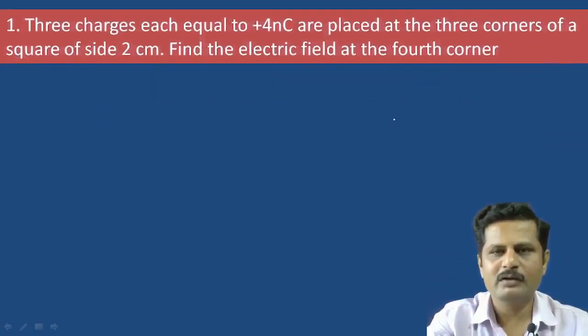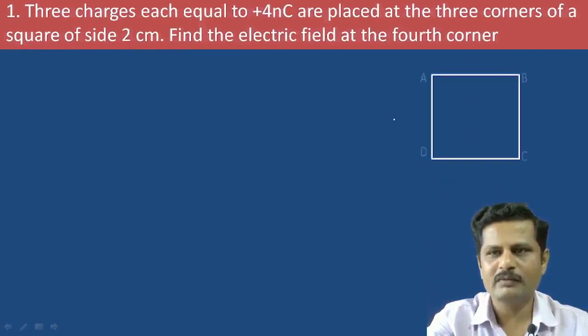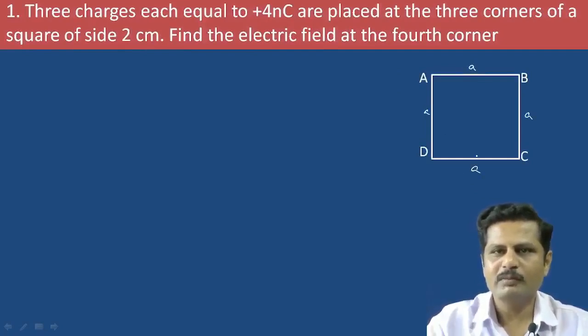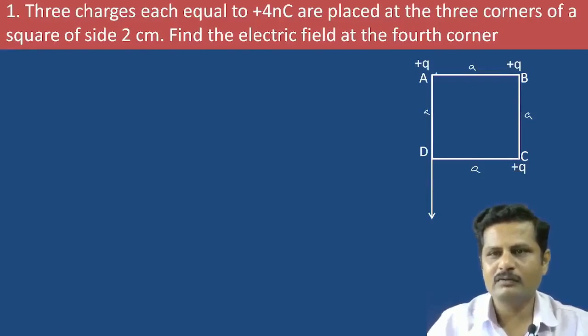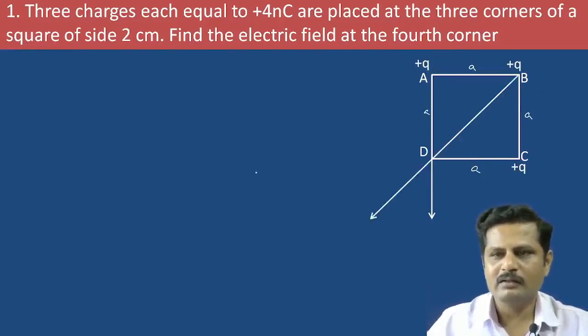Let me consider a square ABCD, which has a side a centimeter. Let us consider this is A. And let me place the charge, positive Q, at the corners A, B, C. Because of these three charges, there will be an electric field at the point D in this direction. This is the electric field due to the charge placed at A, and this is the electric field due to the charge placed at B, and one more electric field will come due to the charge placed at C.